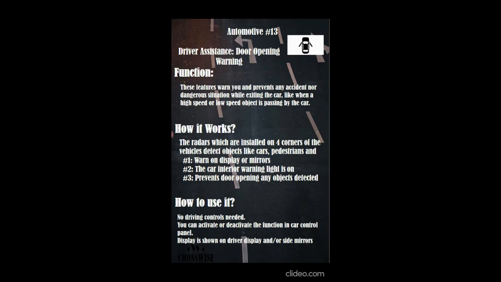How it works: the radars which are installed on the four corners of the vehicle detect objects like cars, pedestrians, and cyclists, and it warns on the display or mirrors. The car interior warning light is also turned on, and it also prevents door opening when any objects are detected. It also gives you audio warnings in some cases.